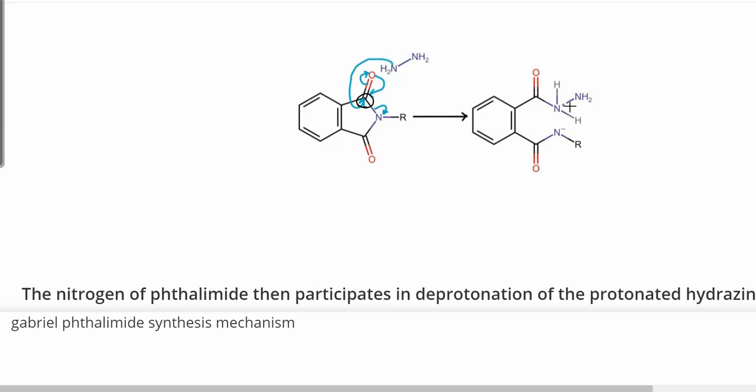Okay, so here we will see that the nitrogen of phthalimide participates in the deprotonation of the protonated hydrazine here. Okay, the formation of protonated hydrazine which will attach to the phthalimide will take place here, and here the nitrogen will again obtain a negative charge which is attached to the alkyl group.